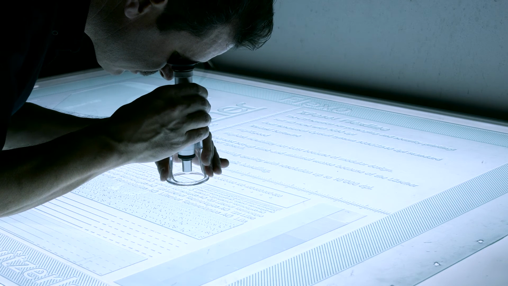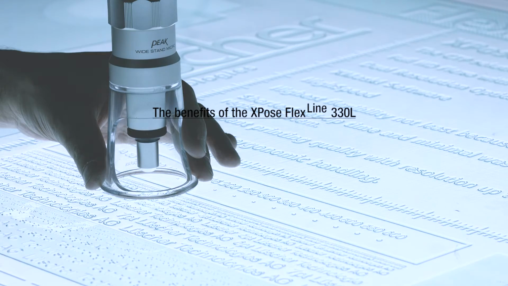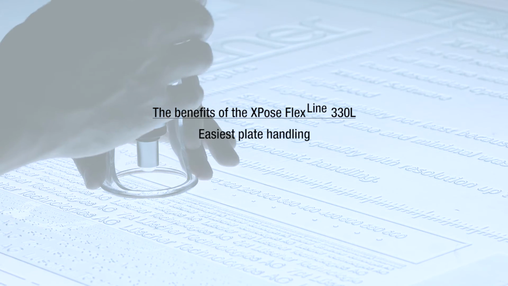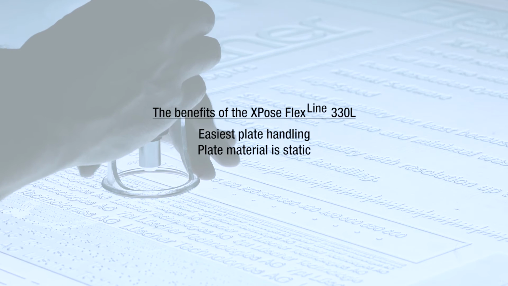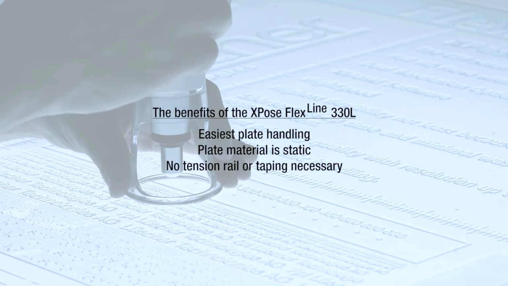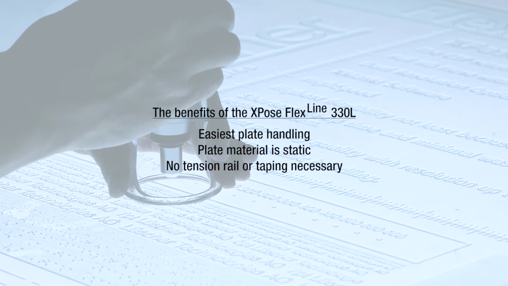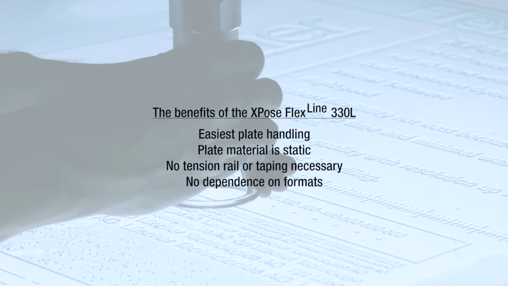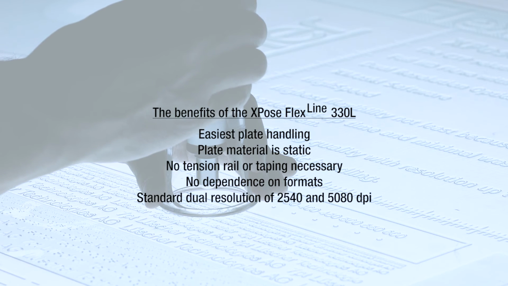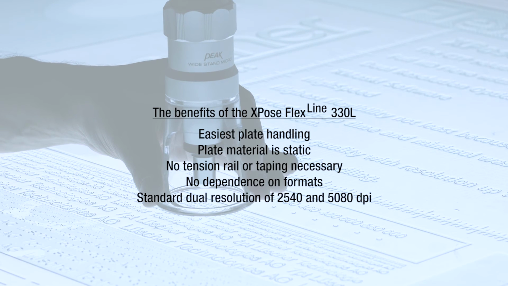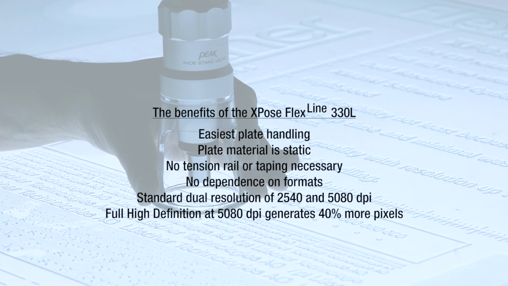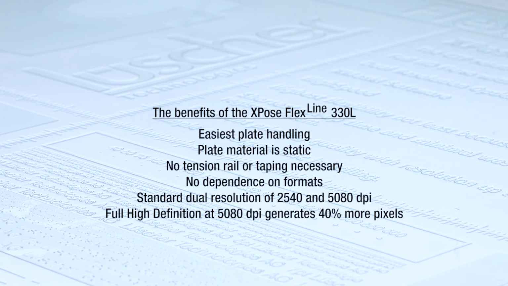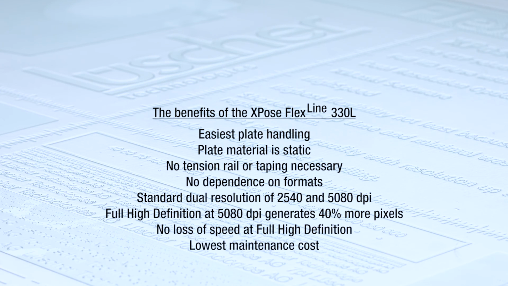The benefits of XPose FlexLine 330. Easiest plate handling. Plate material is static. No tension rail or taping necessary. No dependence on format. Standard dual resolution of 2540 and 5080 dpi. Full high definition at 5080 dpi generates 40% more pixels. No loss of speed at full high definition. Lowest maintenance cost.